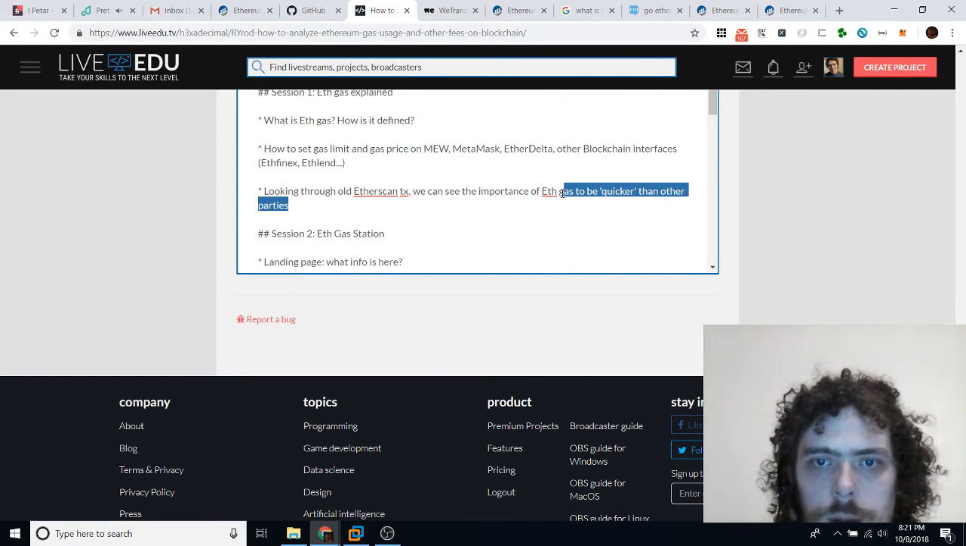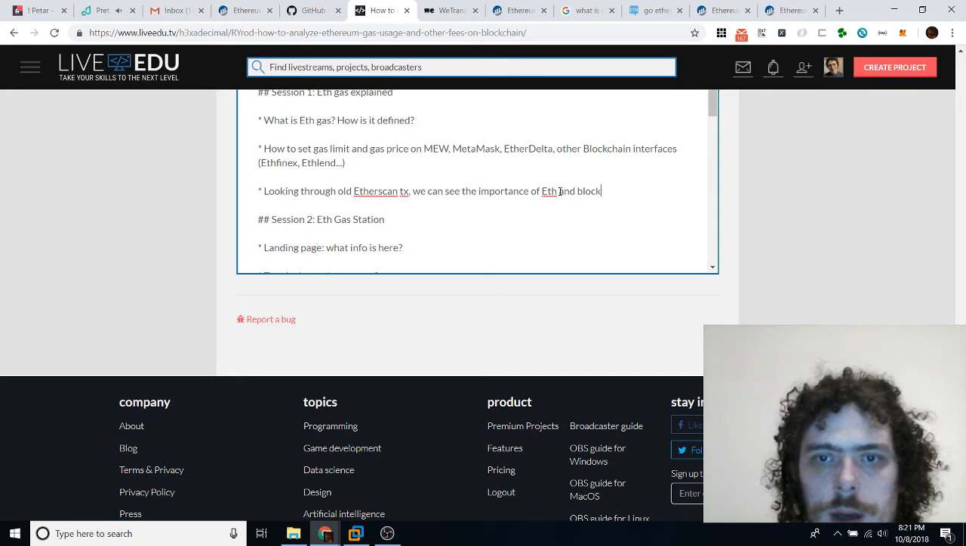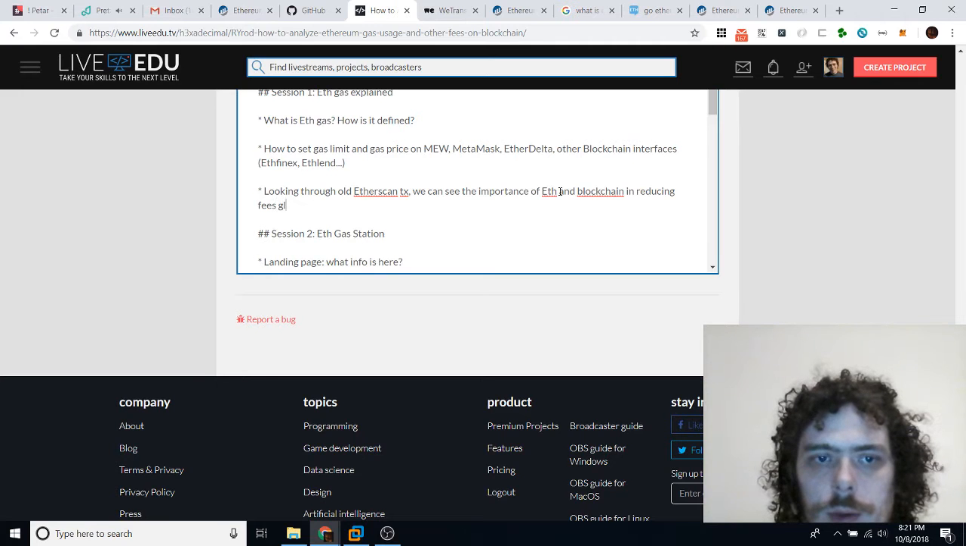Importance of ETH and blockchain in reducing fees globally.